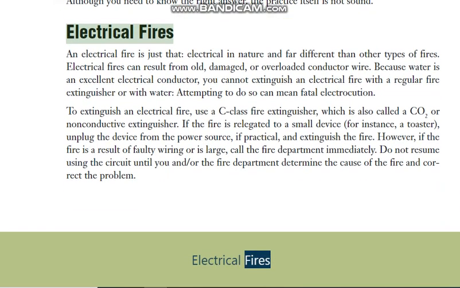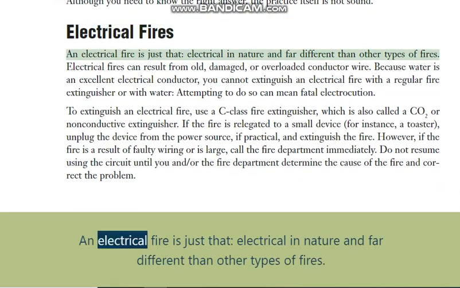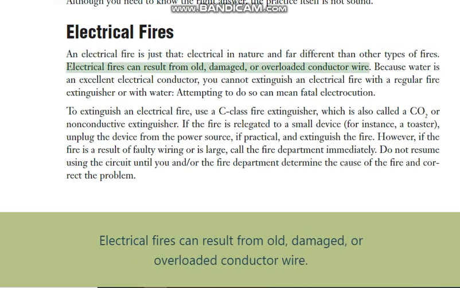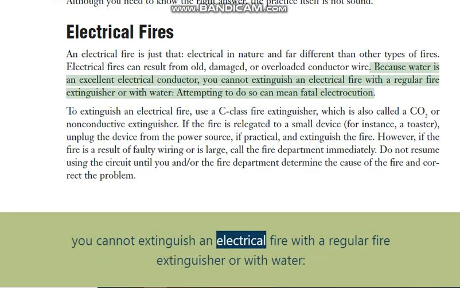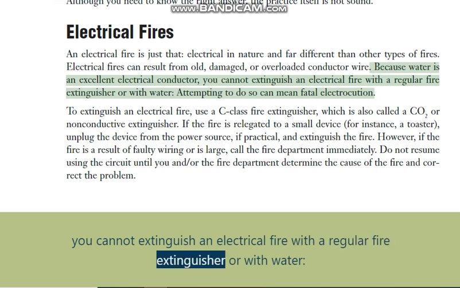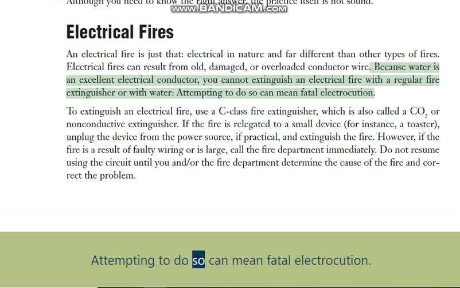Electrical fires. An electrical fire is just that, electrical in nature, and far different than other types of fires. Electrical fires can result from old, damaged, or overloaded conductor wire. Because water is an excellent electrical conductor, you cannot extinguish an electrical fire with a regular fire extinguisher, or with water. Attempting to do so can mean fatal electrocution.